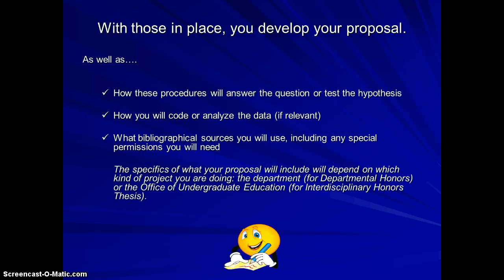With those factors in place, you can now develop your proposal. You may also want to talk about how these procedures will answer or test the hypothesis in question, how you will code or analyze data if this is relevant, and what bibliographic sources you will use. The specifics of your proposal will really depend on what kind of project you're doing. The department, which is your academic department, or the Office of Undergraduate Education will help you determine exactly what you need. Once you're finished, your proposal will be submitted to the SAS Honors Program and perhaps also to your academic department.